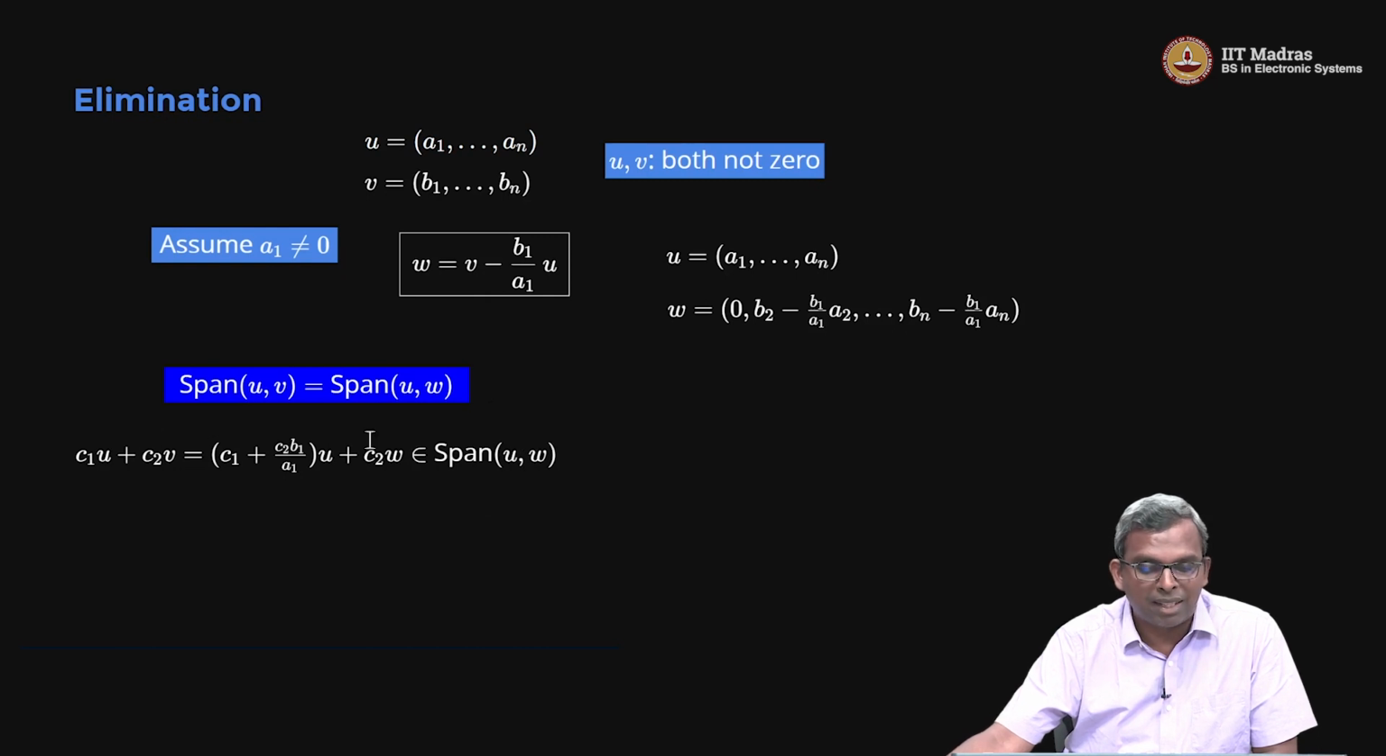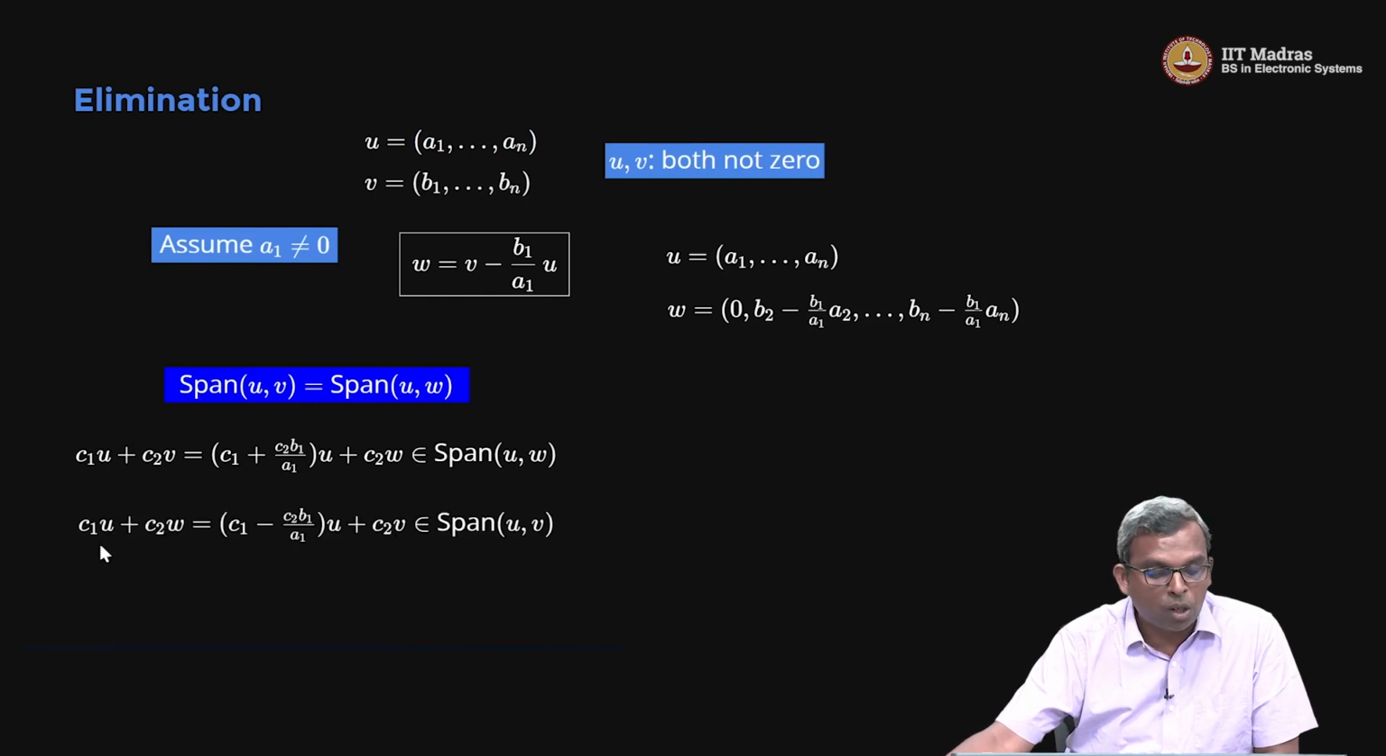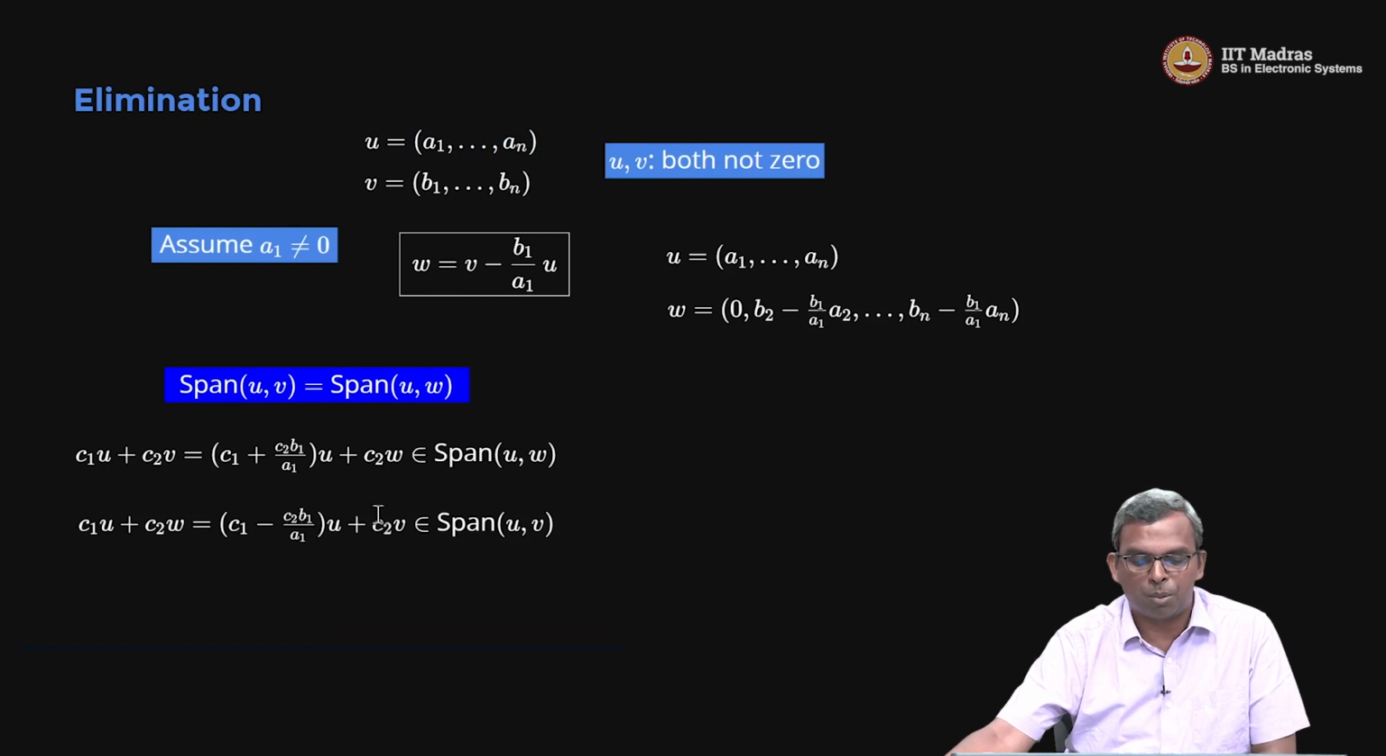Okay, so it's very easy, right? So you see here, what have I done here? I have v here. Now v can be replaced as w plus b1 by a1 u. So you replace that, you get a linear combination of uw. So every linear combination of uv is actually a linear combination of u and w. And the other way around is also true. Any linear combination of u and w is also a linear combination of u and v. Why? I can replace w with v minus b1 by a1 into u. Very simple, right? Very simple arguments.